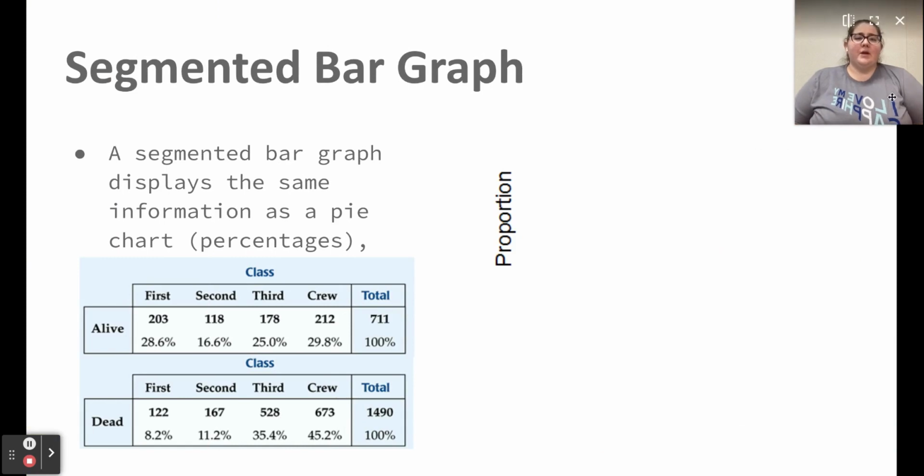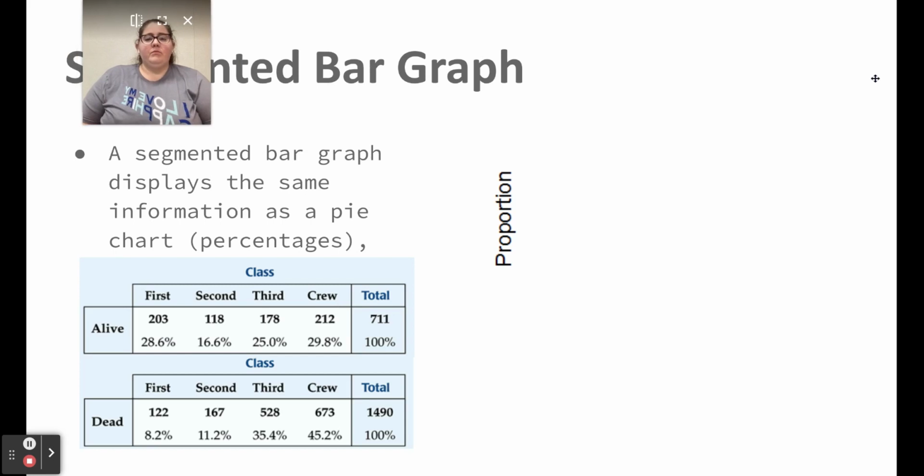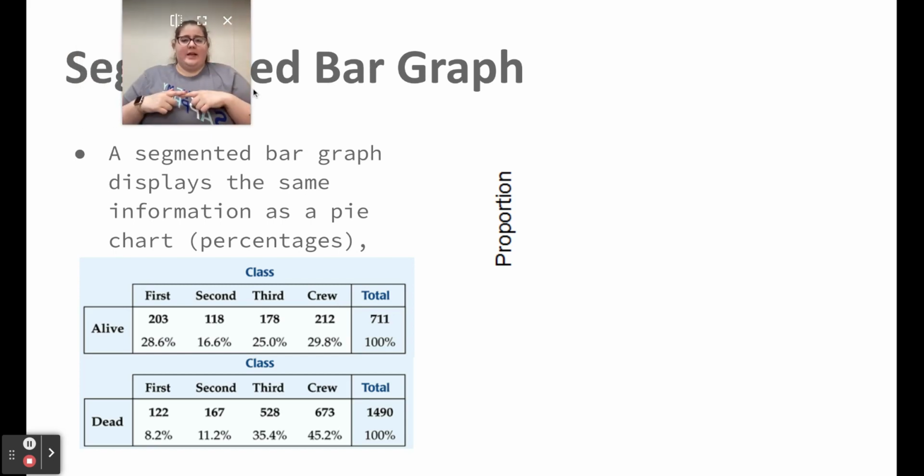So we're going to make something we call a segmented bar graph. This is something that you're commonly asked to make on an AP exam. You will probably see a question or two about it. We talked about it previously in the year, but a segmented bar graph is basically displaying the same information you would on two pie charts, but it's doing it with bars instead of circles, which makes it a little easier to compare side to side.